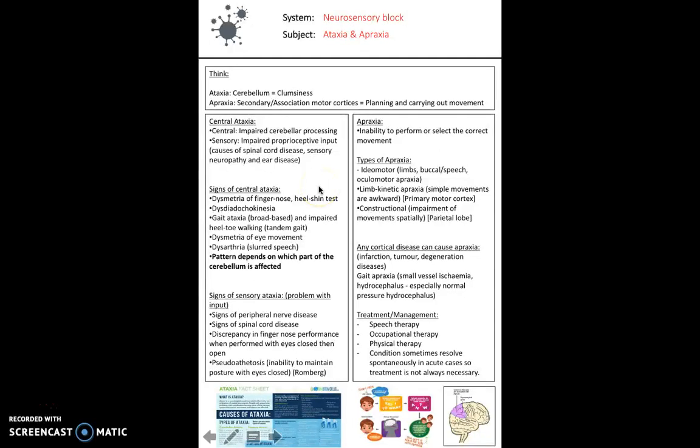Apraxia is a difficulty in planning the movements or selecting the correct movement in which you wish to perform. There are different types of apraxia, so this can be broken down even further. So ideomotor, limb kinetic apraxia, and constructional. It's really essential to only know a small amount of detail about each of those, but knowing about ataxia and apraxia as broad headings is what is really important here.